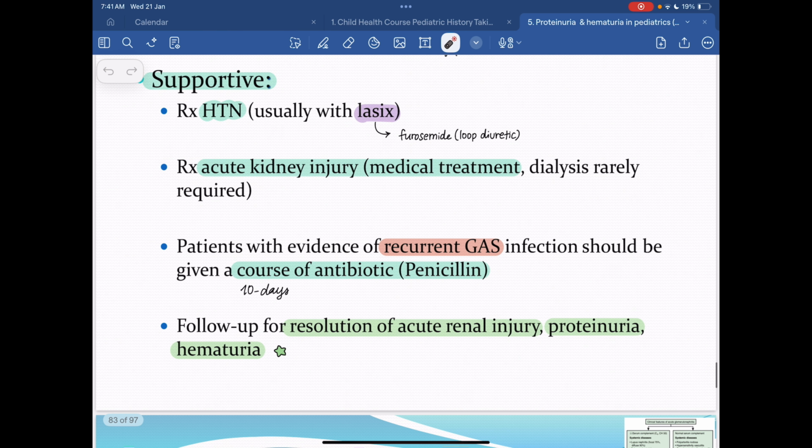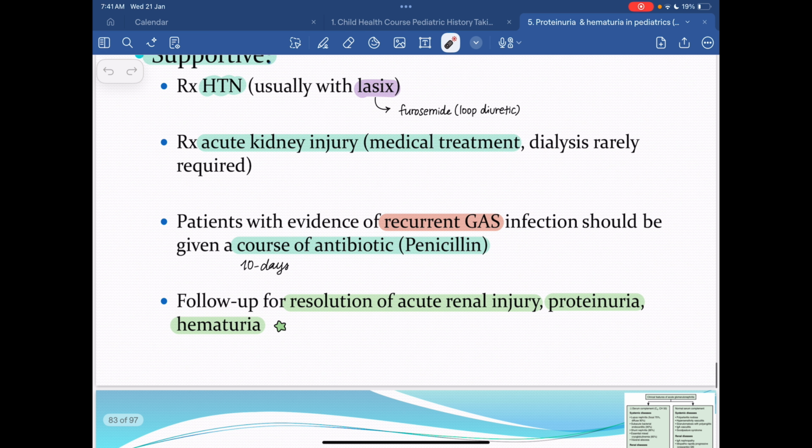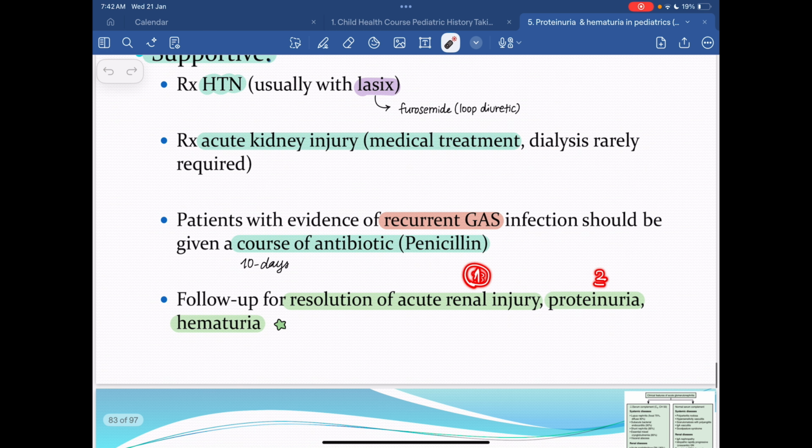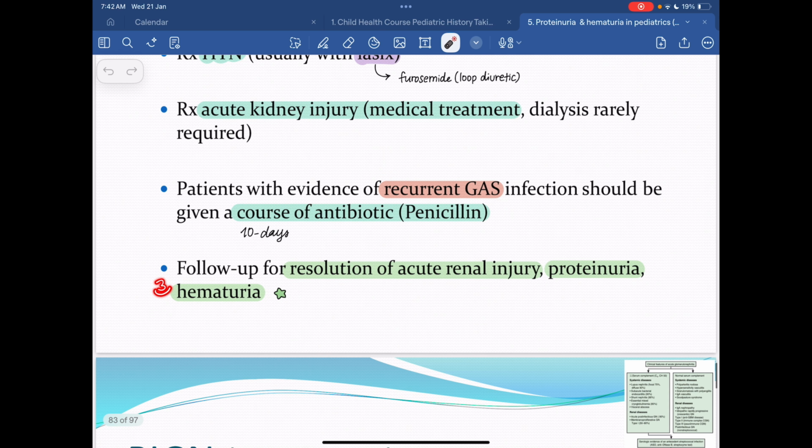Patients with evidence of recurrent group A streptococcus infection should be given a course of antibiotics. So نعطيهم penicillin for 10 days. هذا عندهم إيش؟ recurrent infection. عشان أما إذا هم ما عندهم ما نعطيهم. وطبعا we will follow up for 3 goals. We want resolution of the acute renal injury, for the proteinuria, and for the hematuria.